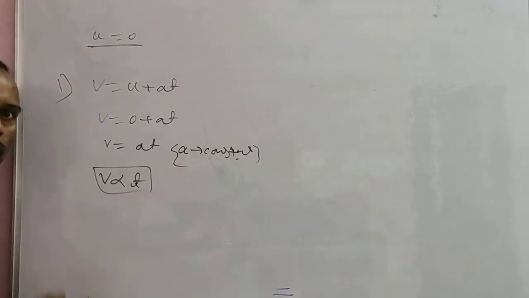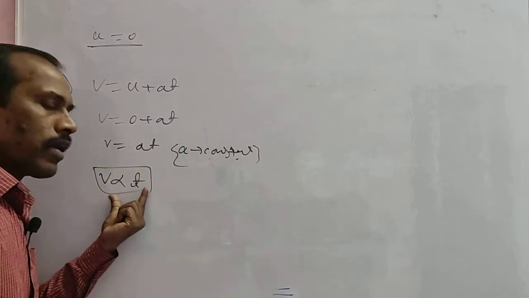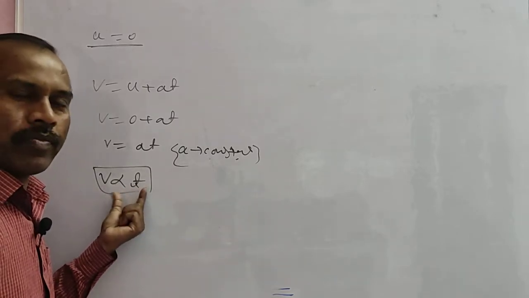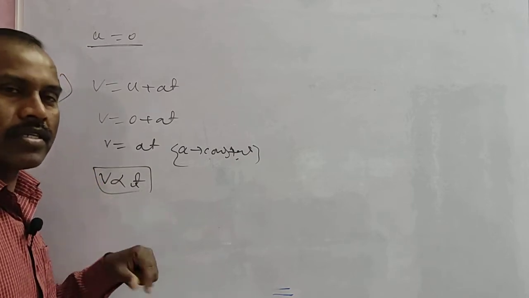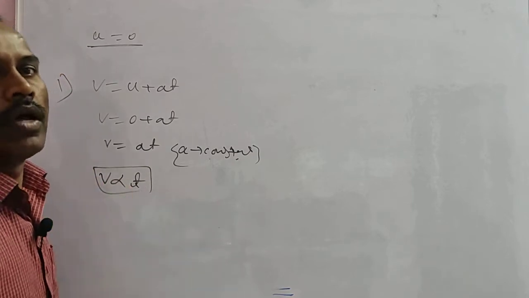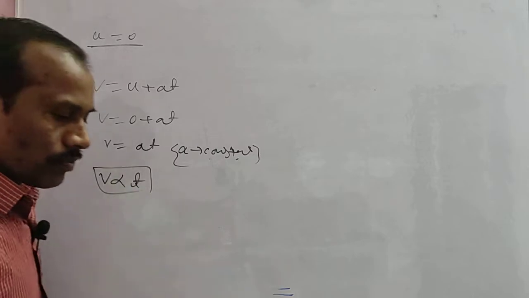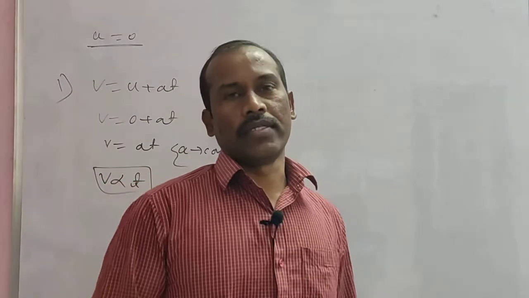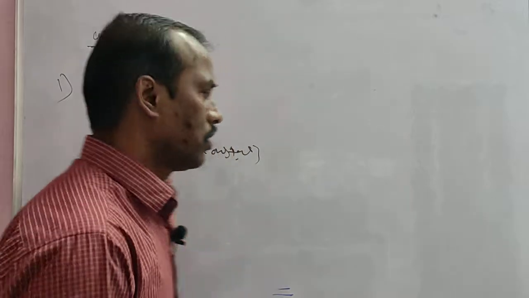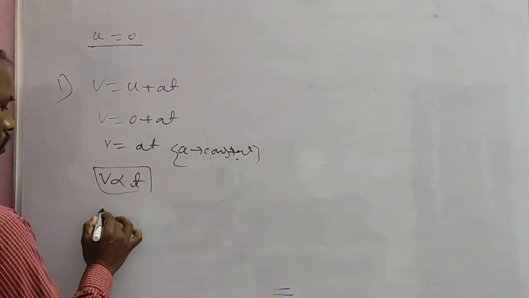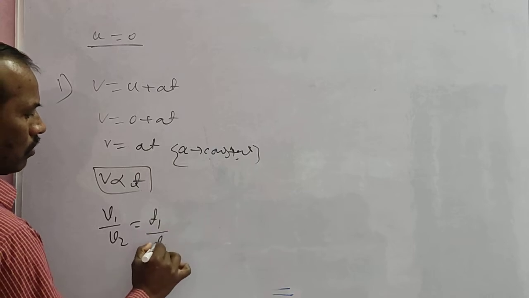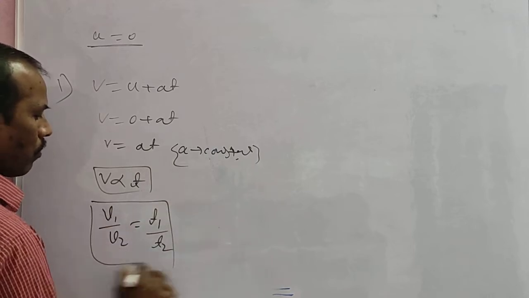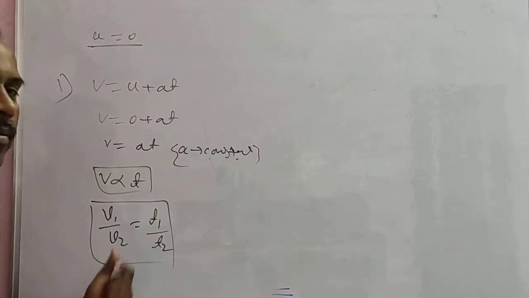This is the velocity-time relation: the velocity of the particle is directly proportional to time. If we compare the velocities at two times, v1/v2 = t1/t2. This is the first relation, the velocity-time relation.